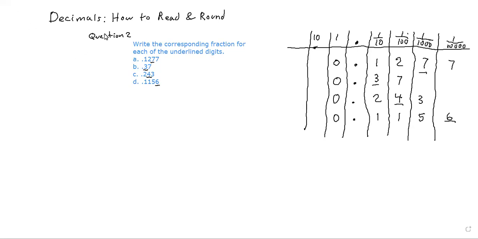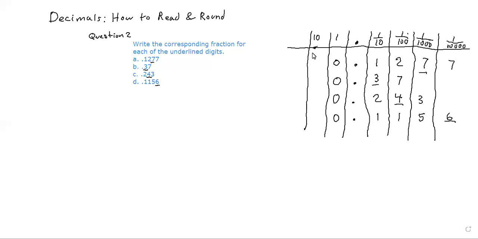This is question two from the high school assessment section on decimals and how to read and round. The question states, write the corresponding fraction of each of the underlined digits. They have the digits here, each of them underlined, and these are decimals with underlined digits. So how do we do this?